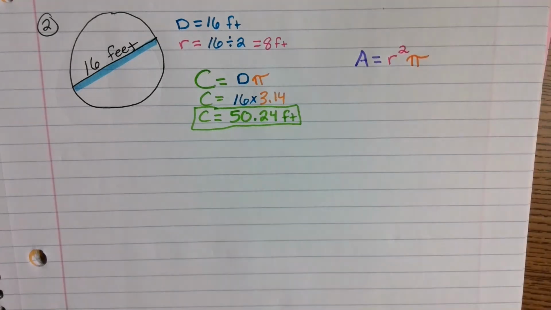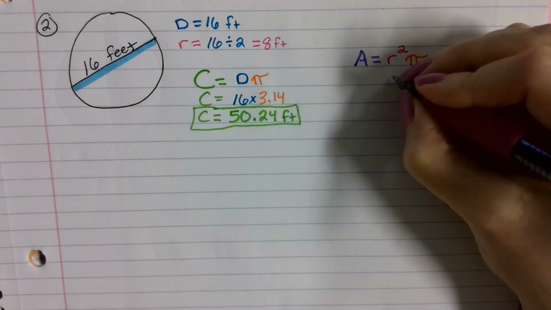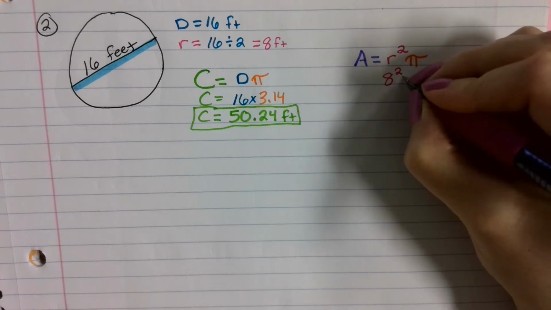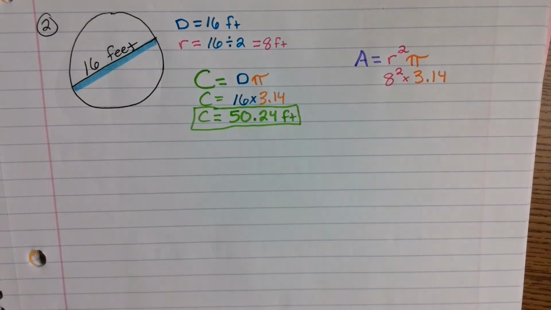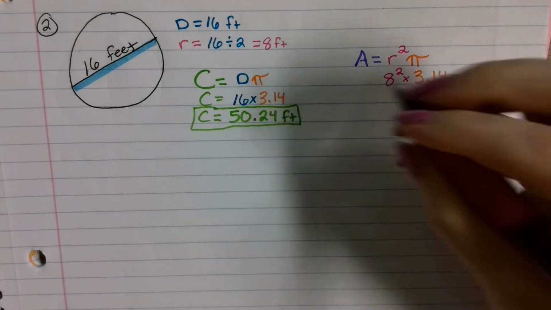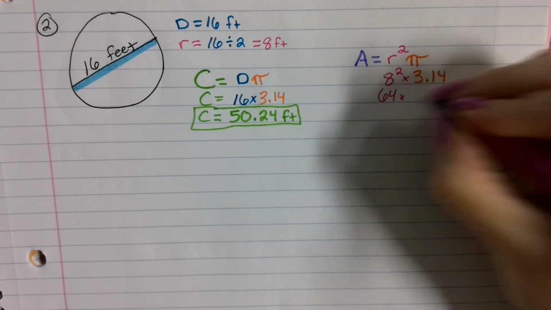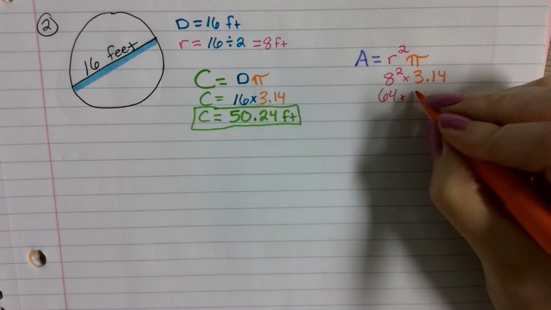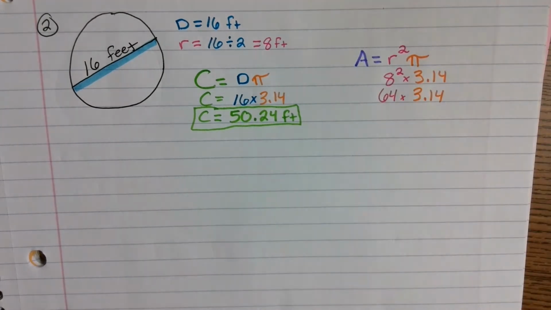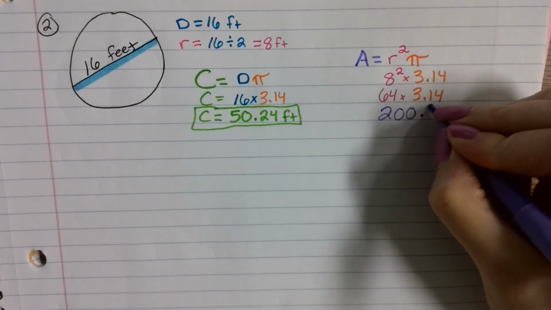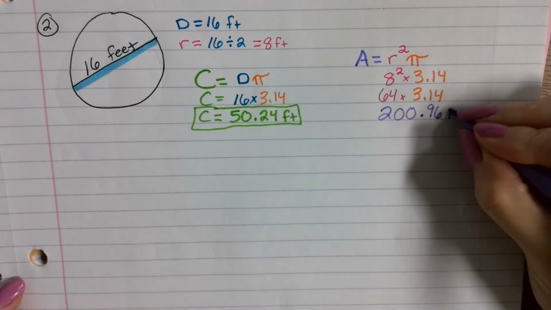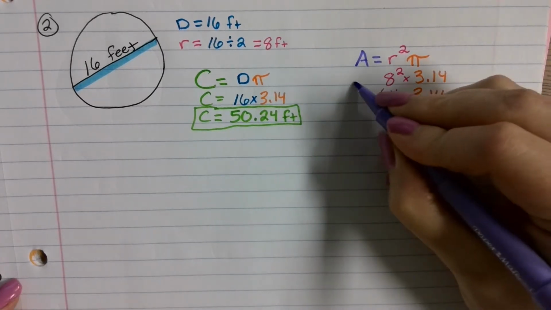For the area, if they asked for area, and area is the radius to the second power multiplied by pi. So the radius in this problem is 8. So we have 8 to the second power times 3.14. What is 8 to the second power? 64. So we do 64 times 3.14. What do we get when we multiply those? 200.96. Good. And again, that's going to be feet to the second power, feet squared. That's our area.